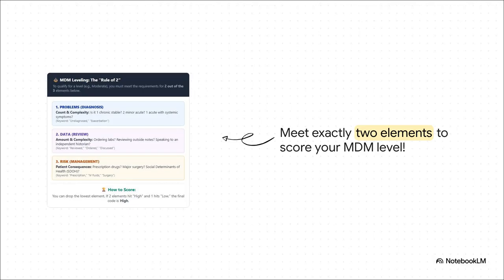Now, what's really interesting about this slide is how forgiving the scoring system can actually be. The AMA and CMS use what I like to call the rule of 2. Actually, scratch that. Think of it more like a best-of-3 series in sports. You don't need to hit the highest level in all 3 categories to score your code. To qualify for a given level of MDM, exactly 2 out of the 3 elements must meet or exceed that level's requirements. Basically, you get to drop your lowest score. So if your doctor handles high-complexity problems and higher risk, but barely looks at any data, you still score a high MDM. Pretty cool, right?